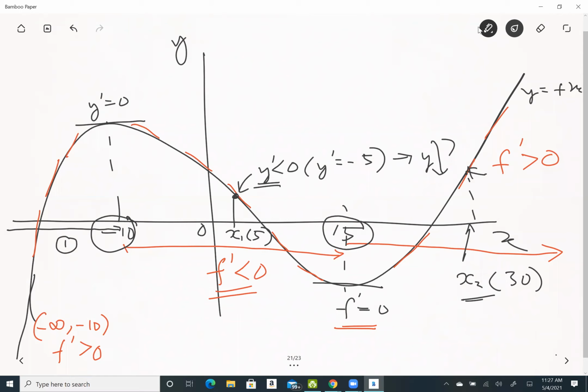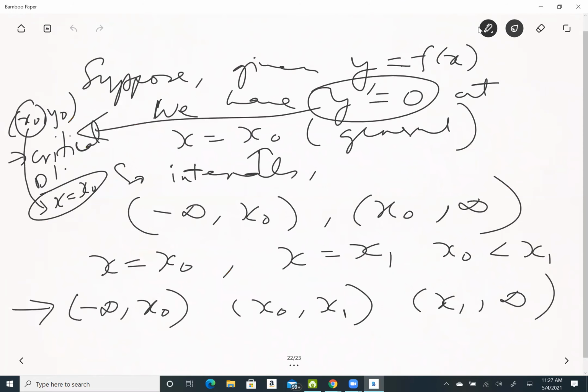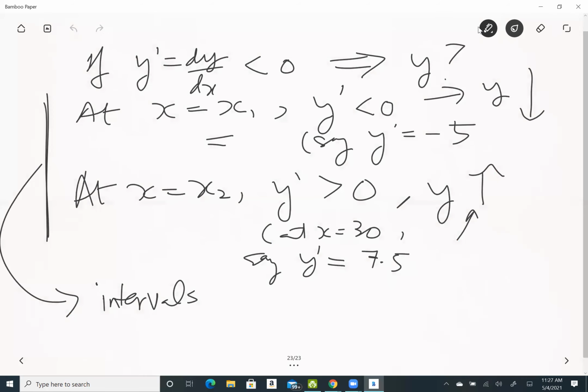Less than 0. For the whole interval, the value or the behavior of the y prime is the same. So for the whole interval, the value of the y prime would be consistent, would be the same. If the y prime is positive, then for the whole interval, what would be positive?